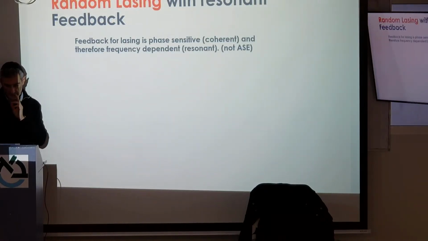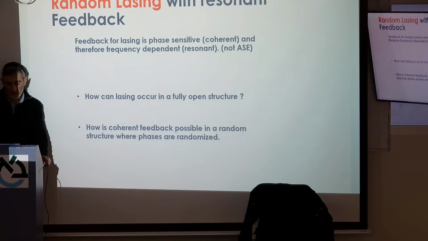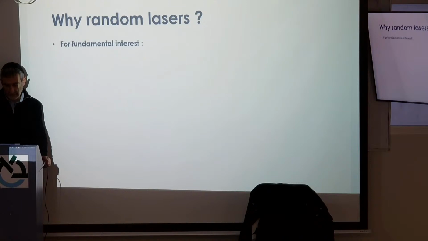So, random lasing with resonant feedback. We have here a feedback which is resonant, so it's phase sensitive. It's a coherent emission. And the question is how this can happen. It's a completely open structure. There is no mirror. There is no cavity. Where is this coherent emission coming from? How is coherent feedback possible in a random structure where phases are randomized?